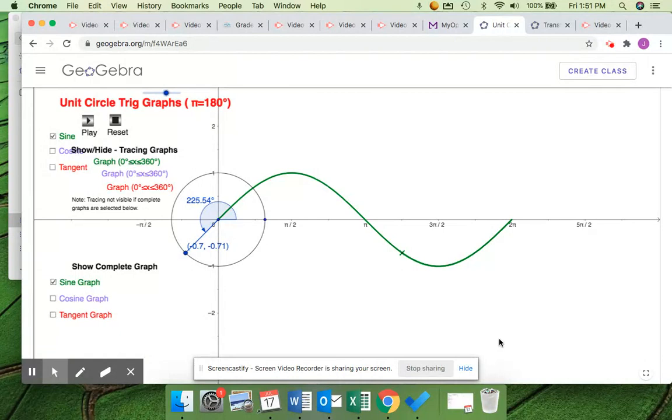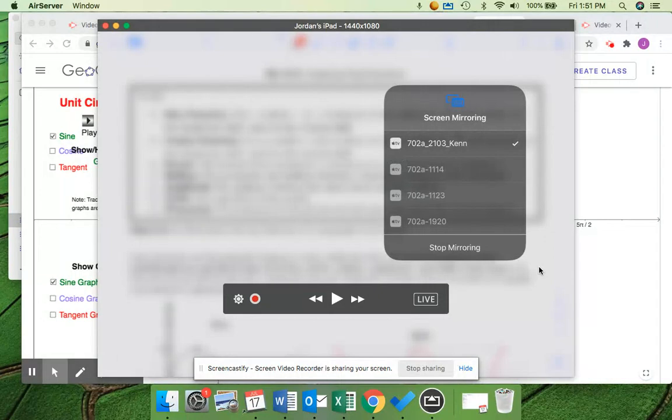Sorry, my screen stopped displaying. There we go. So now we're back on the notes, right?